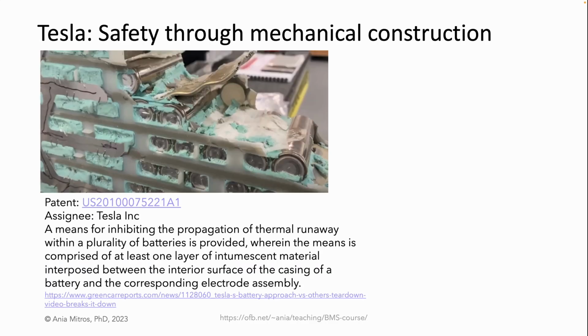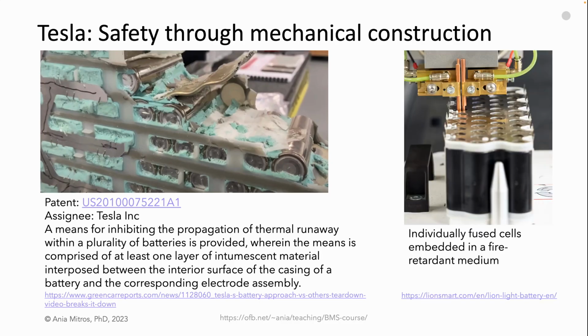Tesla's approach includes safety through mechanical construction. On the left, you see a partly deconstructed Tesla battery pack, and below you see the text from a Tesla patent. LionSmart, a small engineering company in Europe, phrased the same idea more simply. Individually fused cells embedded in a fire-retardant medium.